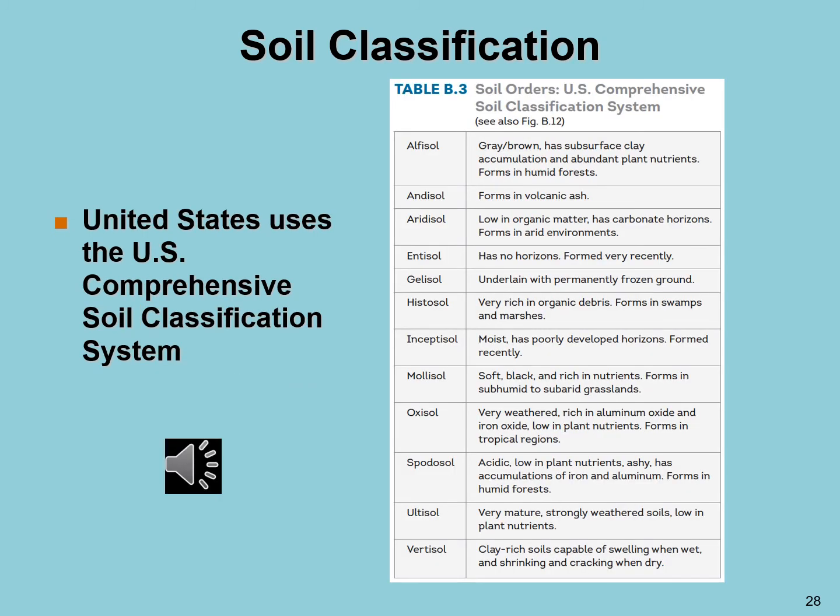Soil scientists worldwide have struggled to develop a rational scheme for soil classification. Not all schemes use the same criteria. On this slide is the U.S. Comprehensive Classification System that distinguishes 12 orders of soil based on physical characteristics and the environment of soil formation.